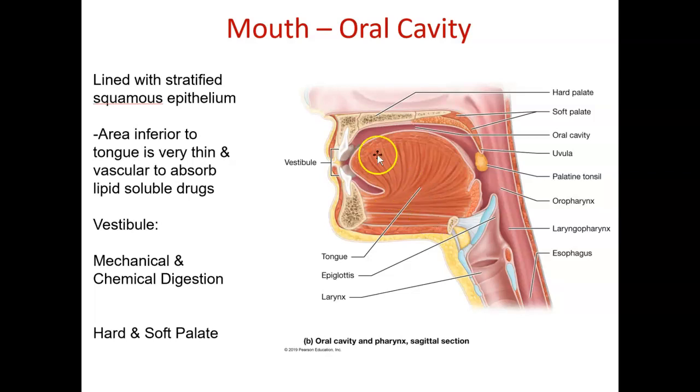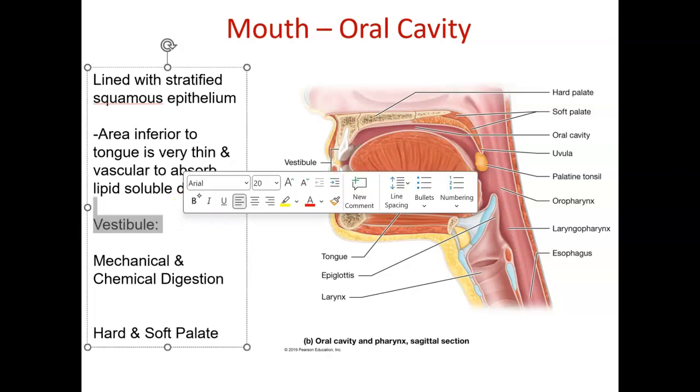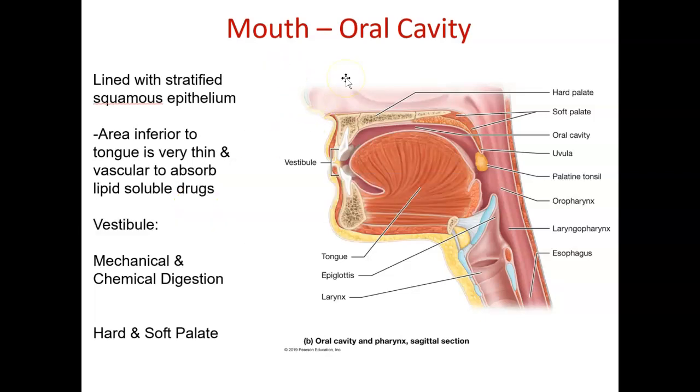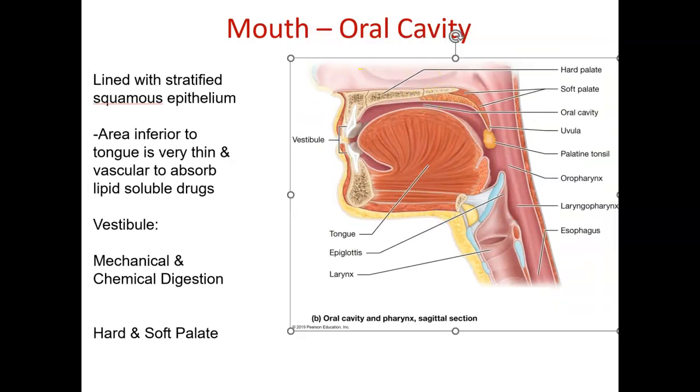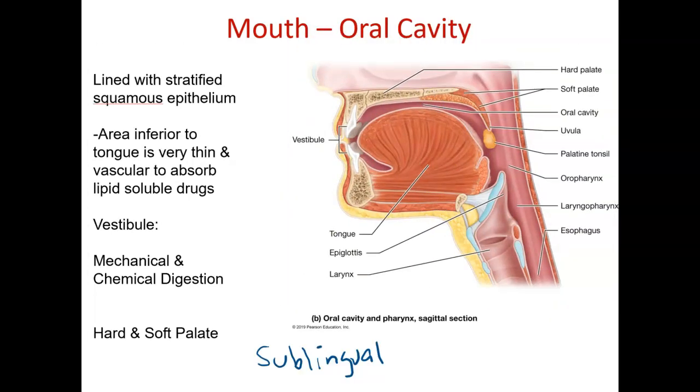So there's a little area, this is the tongue. Underneath your tongue, the epithelial tissue is actually pretty thin and very vascular. And so that's why sometimes you might have a sublingual medication that you take. And sublingual just means that you put it under the tongue in that area for absorption. Had a little battle with the pen.